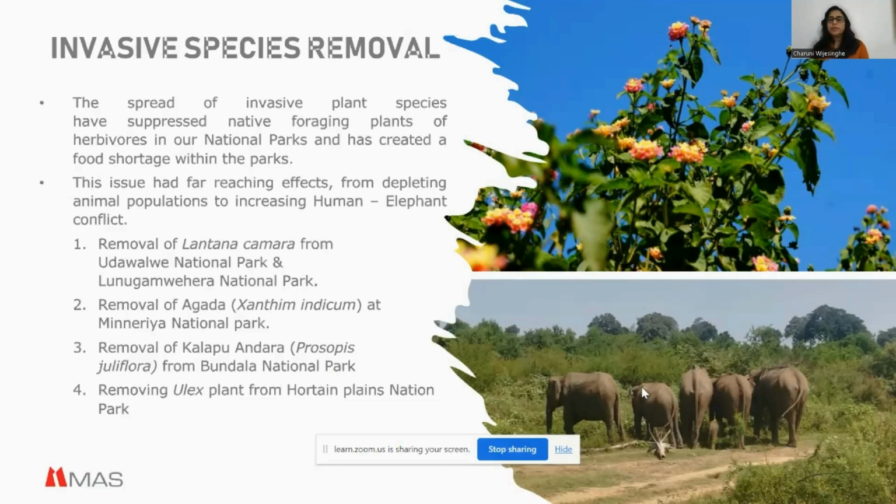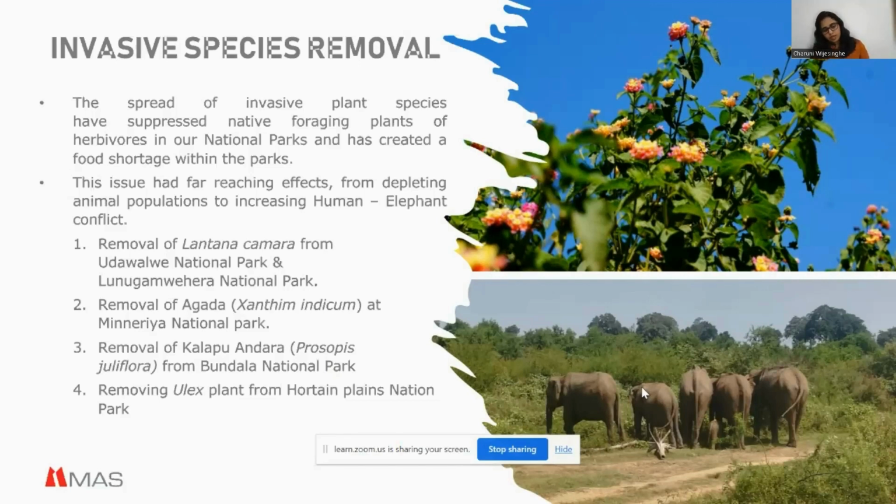removing the regrowth. This also gives a benefit in reducing human-elephant conflicts, because the elephants don't have enough food and there is a food shortage inside the national park, as their food sources have been limited because of this invasive species. There's scarcity, and that also encourages the human-elephant conflict. So we have been doing this project for the last 5 years.